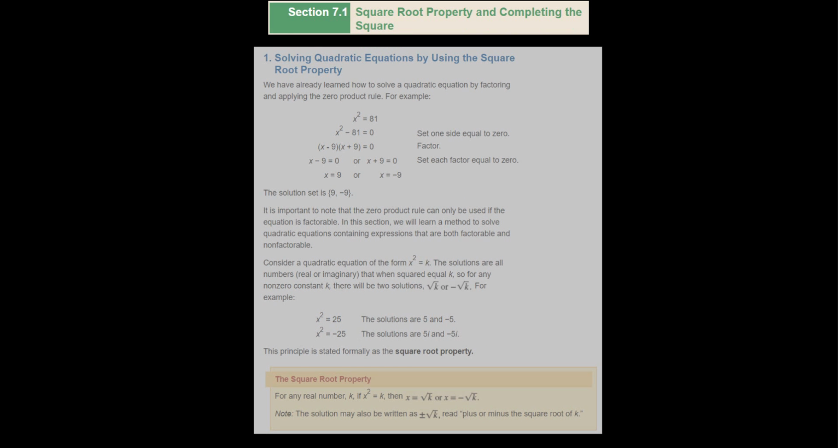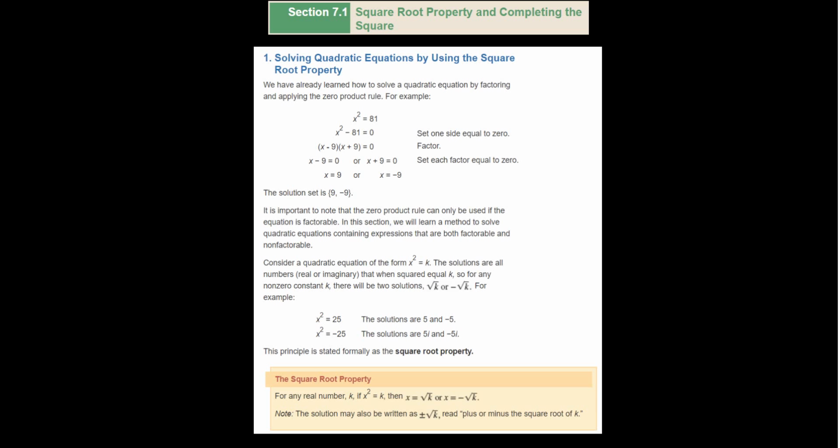Alright, sorry about that. So looking at this particular problem, if we have x squared is equal to 81, we know that we can subtract 81 from both sides, factor it because it's a difference of squares, and we end up with a positive 9 and negative 9.